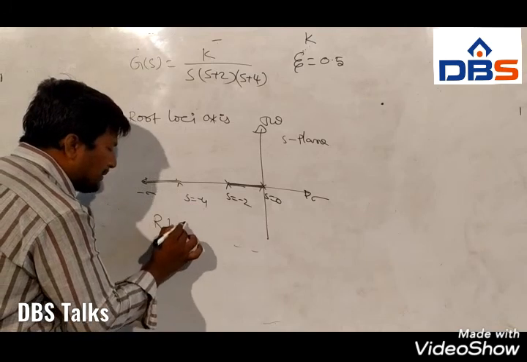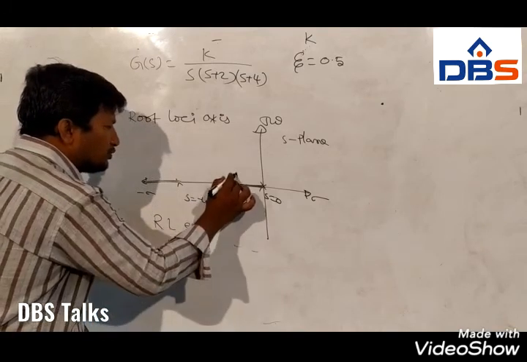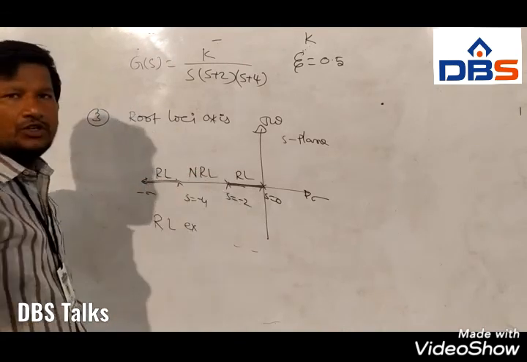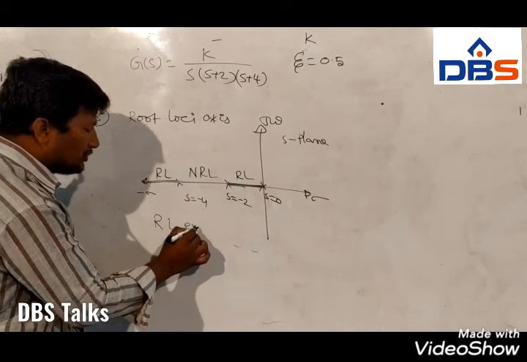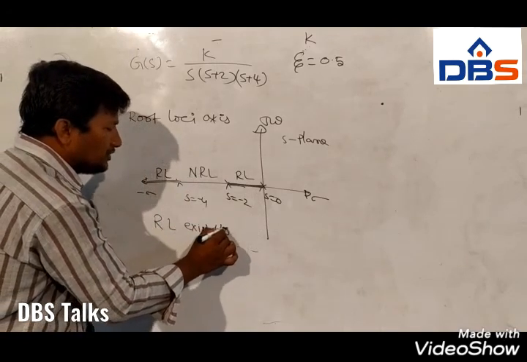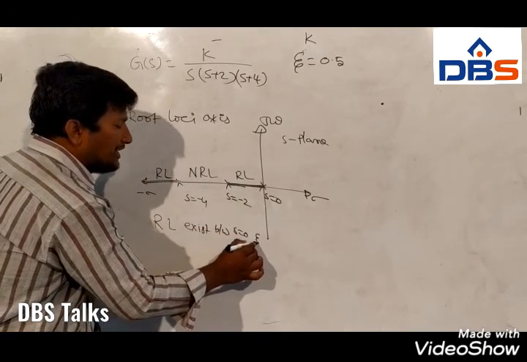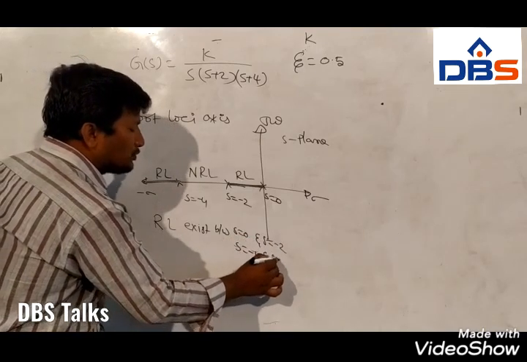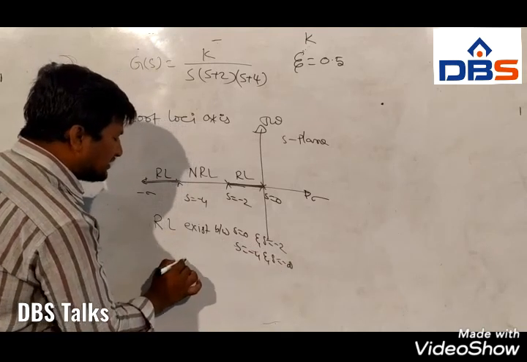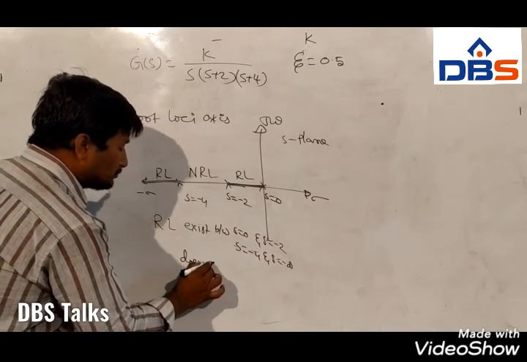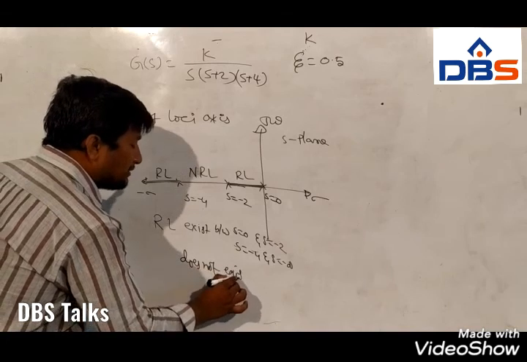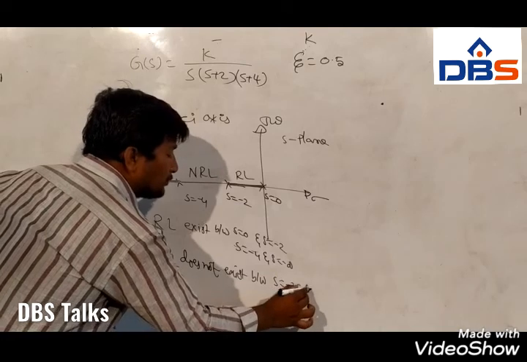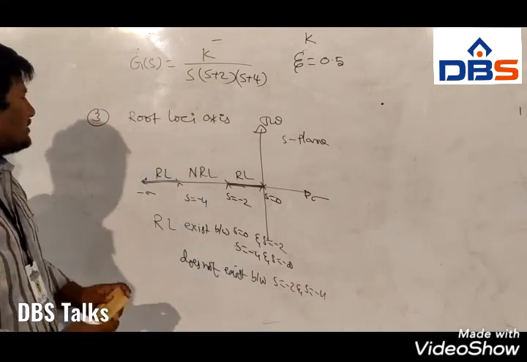Therefore, the root locus exists between s equal to 0 and s equal to minus 2, and also between s equal to minus 4 and s equal to minus infinity. The root locus does not exist between s equal to minus 2 and s equal to minus 4. So this is the third one.